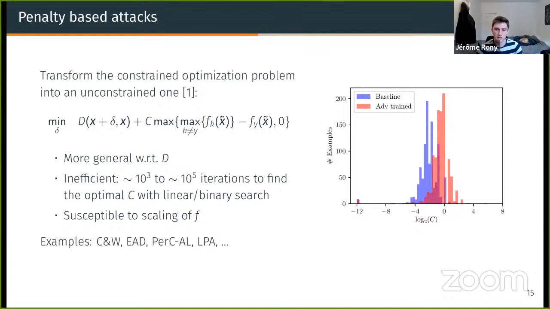Examples of that: there is Carlini and Wagner, EAD, which is basically the same but for L1; Perceptual Color attack, which is, again, Carlini and Wagner but for color difference; LPA, again the same, but for LPIPS. There are several attacks that just do the exact same formulation, but you just replace the distance function.